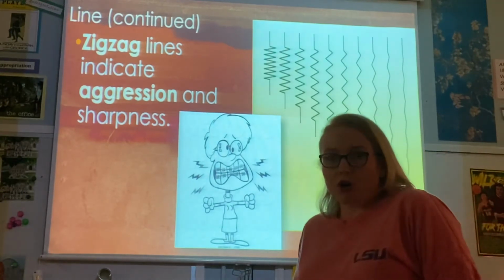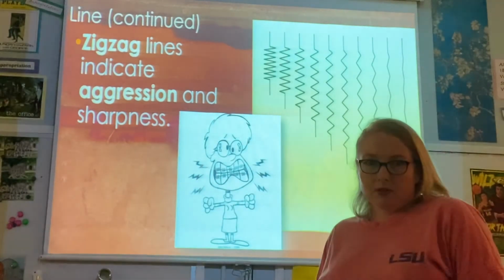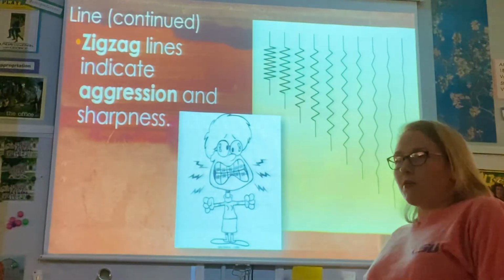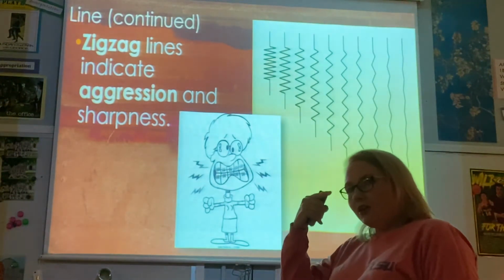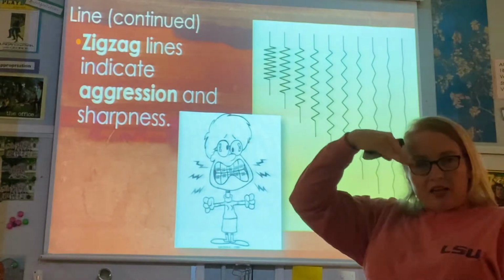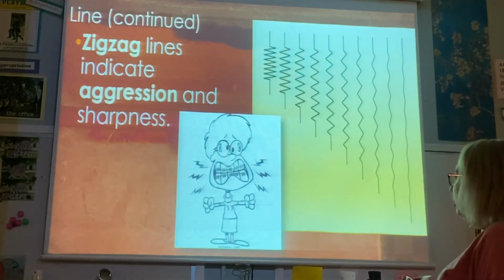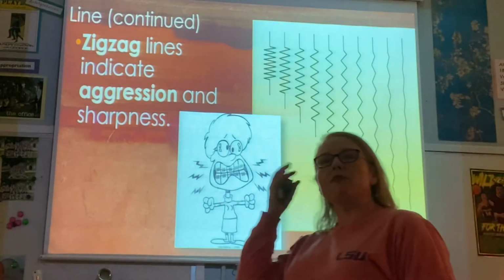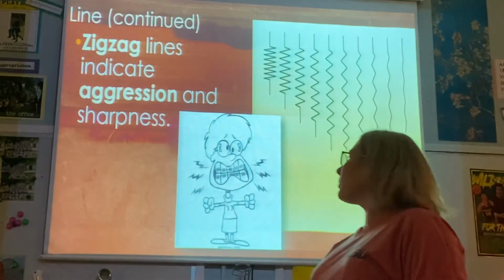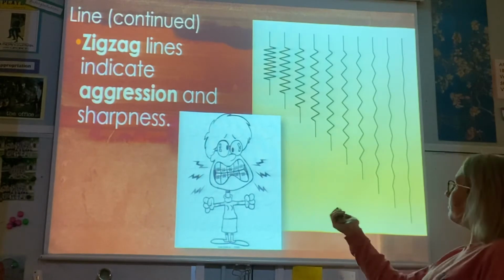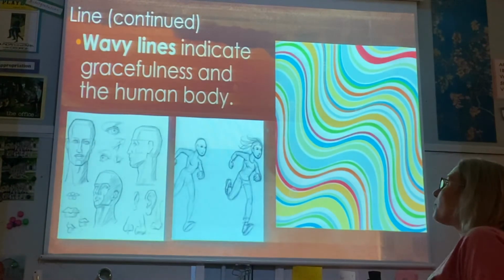Why do Angry Birds look angry? Do you ever notice their eyebrows on the Angry Birds? So most of the time they're either jagged or zigzag lines. I know sometimes when I get frustrated, I can even feel the zigzag lines coming out of my ears, just like this guy. Okay, next one's wavy lines.